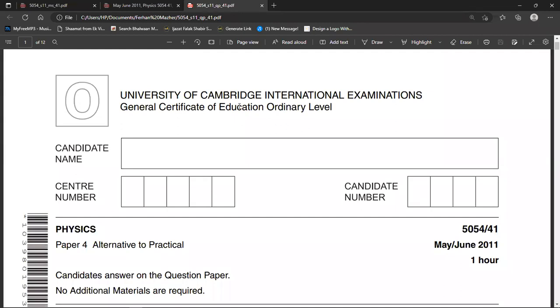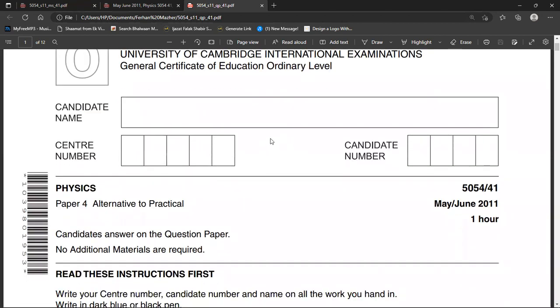So the paper is showing up on your screen, and let's start. The time allowed for this 4-1 paper is 1 hour.